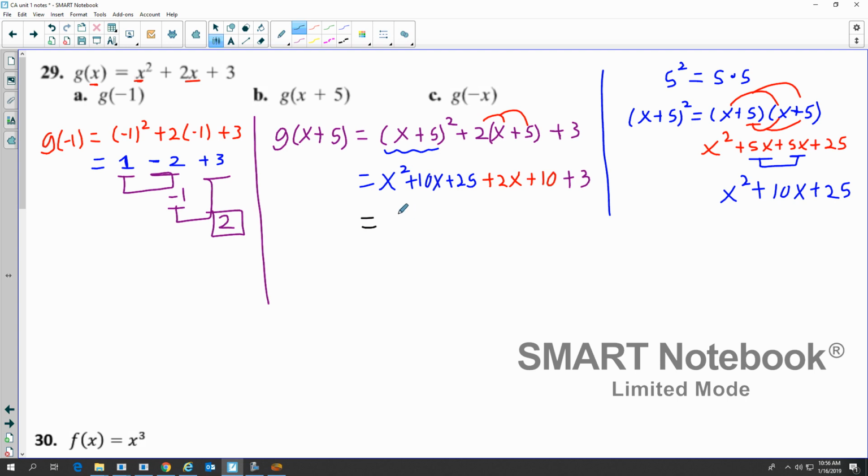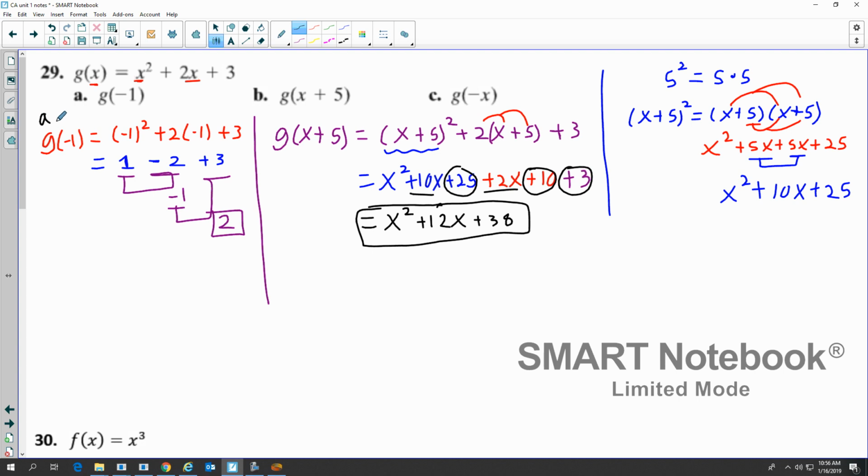So x squared, I don't see any others, so we'll start with that. Then let's see, I've got a 10x and a 2x. I think that's it, so we'll go ahead and put that as 12. Oops, pen's jumping around on me again. Let's see, 12x. And then let's see, we've got a plus 25, plus 10, and a plus 3. So let's see, 35, 38. So plus 38. Okay. And there you go. That's part B for you.